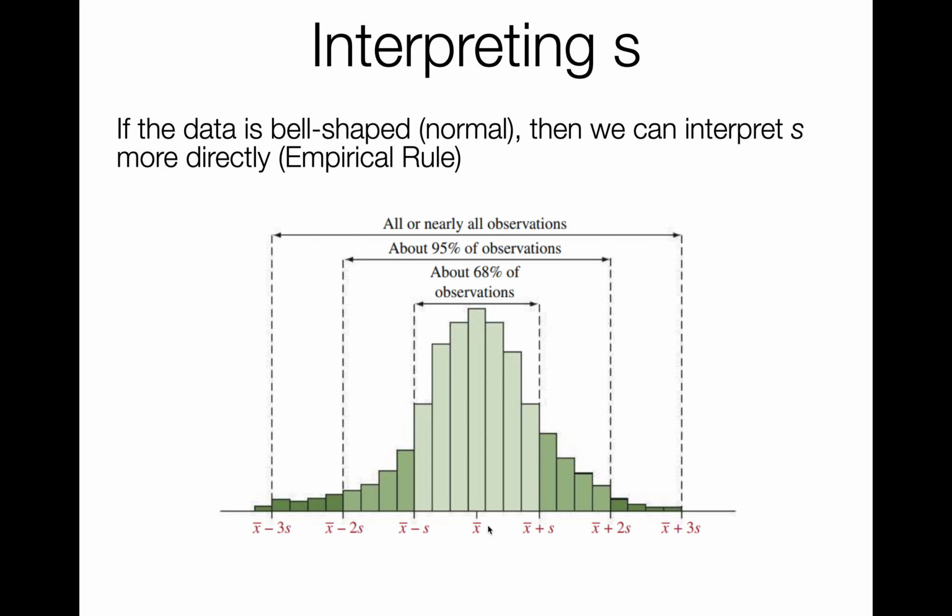When I add and subtract the standard deviation from the mean, so then I get to this point and this point here, the empirical rule says 68% of the observations lie between those points. When I go out to plus and minus 2 standard deviations out here and out here, that says that 95% of the data lies between those 2 points.